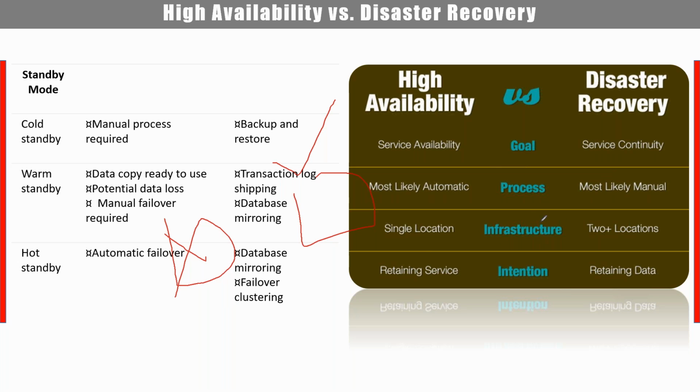When you go to the infrastructure level, mostly high availability means a single location, and disaster recovery means two locations. That is what I told you, right? One location will be the primary data center, and one more location will be the DR servers, the disaster recovery data center. Two locations.